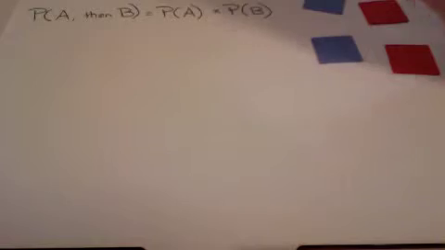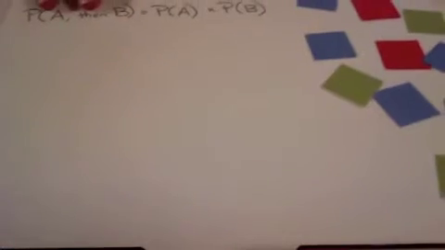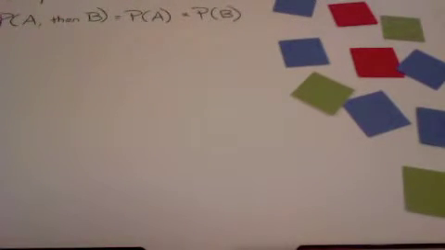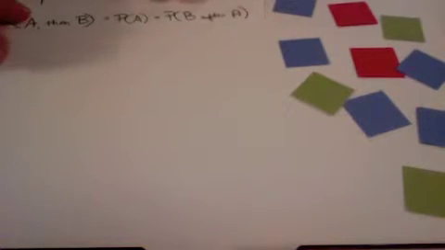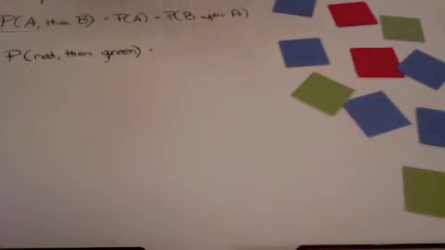So we're going to imagine that we have these color blocks in a bag that I'm going to ask people to draw out of. We're going to use the same concept. The probability of A then B is the probability of A times the probability of B after A happened. So as you can see, there are 10 blocks on this right now. We're first going to ask for the probability of a red then a green.